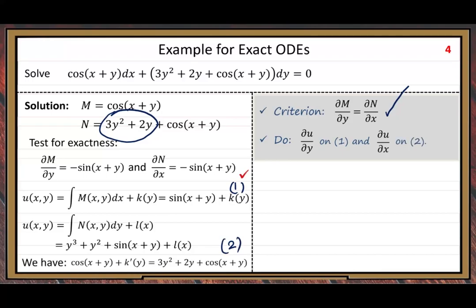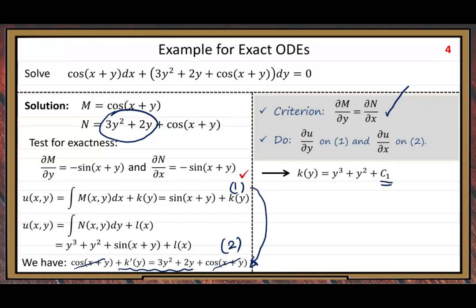So then we do the partial u over partial y on equation 1, and we get this form. Then because the cosine terms on the left hand side and right hand side cancel out, we have the y prime representation. From the y prime representation, you take a simple integral. You can get k of y equals y cubed plus y squared, and you need to use a constant C1.